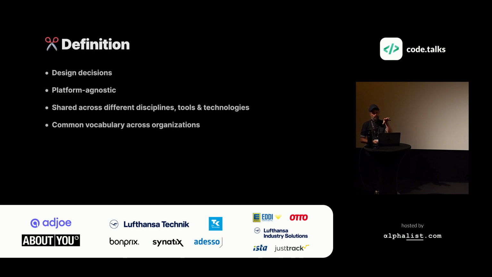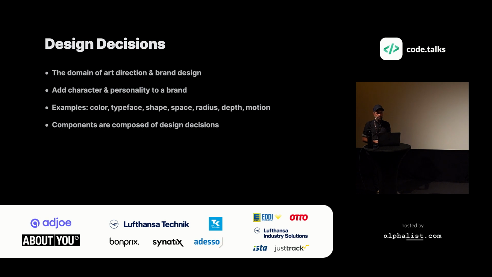At first, I thought it's a bit complicated because there are so many pieces, different interesting aspects inside. And I thought it's probably a good idea to break this down to better understand what design tokens are. So: design decisions, platform agnostic, shared across different disciplines, tools, and technologies, and the common vocabulary that's shared. So design decisions, I used that term, and actually it's not really that complicated.